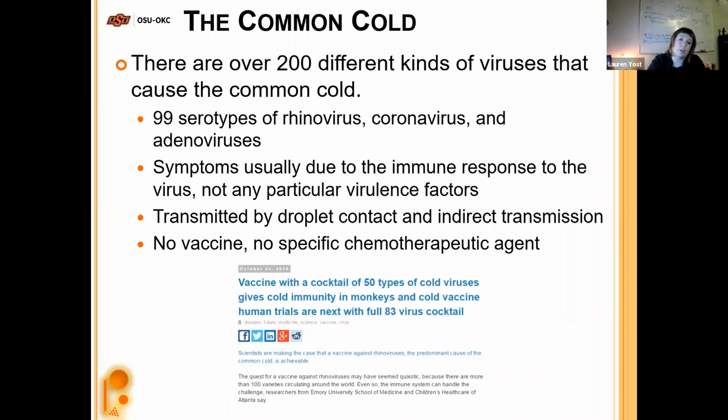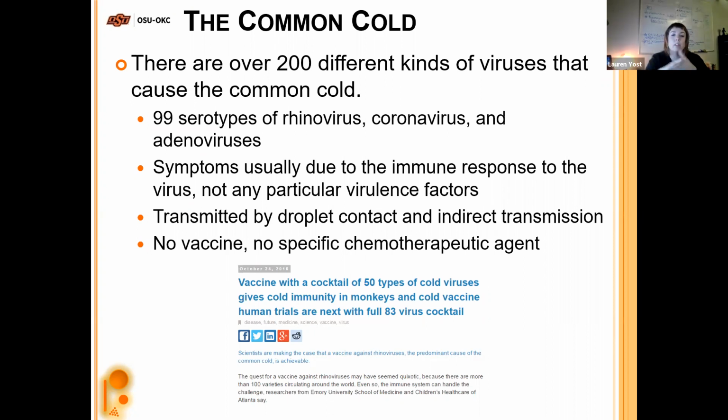There are over 200 different kinds of viruses that can cause the common cold. 99 of those are going to be serotypes of rhinovirus, coronavirus, and adenovirus. There are a lot of coronaviruses out there, not just COVID. I do want you guys to keep that in mind. That's just one kind of coronavirus. Symptoms are usually due to our immune response to the viral infection and not actual virulence factors of the viruses. So just our response is causing the symptoms. Remember, our immune system causes a lot of inflammation when it responds to bad guys. So that's how it gets rid of bad guys, but we also feel the effects of that.